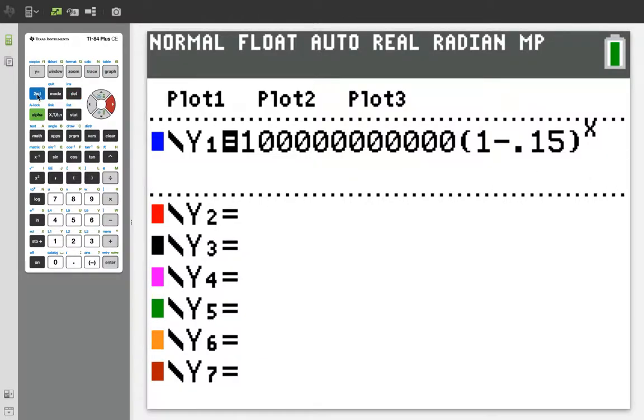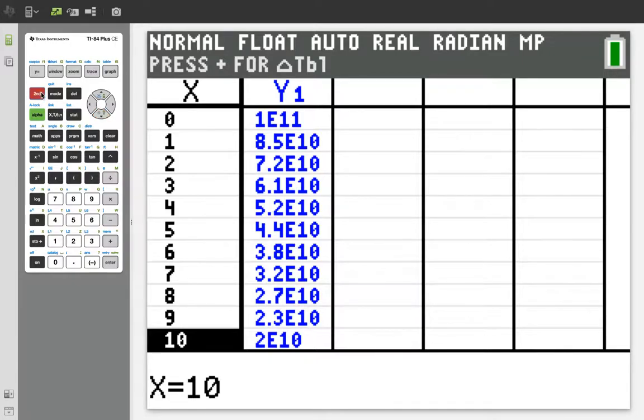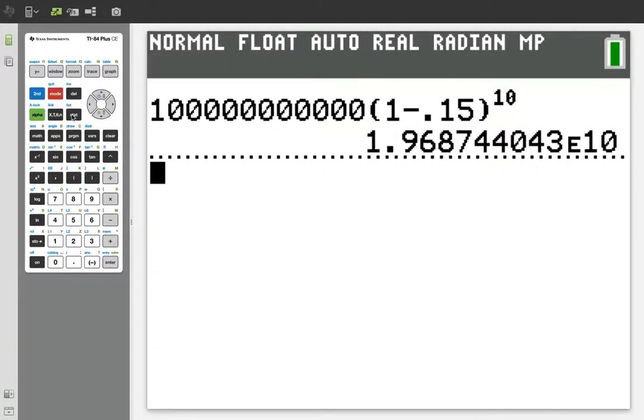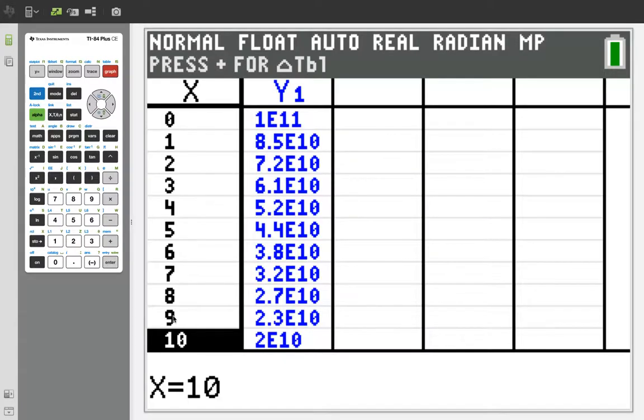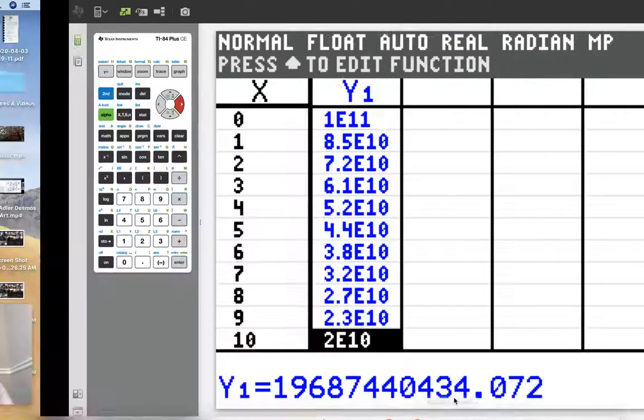So I pull up my table of values, and in my table of values, it gives me the amount after every year. And if I look after 10 years, it says 2e to the 10th. That's even worse than the value I was getting over here on my home screen. But a little trick that we know about this calculator is if we go over to the right and highlight that number, oh, there it is. Now we see the decimals all the way to the nearest cent. So we do, in fact, have an exact number right here of 19,687,440,434 and 7 cents.